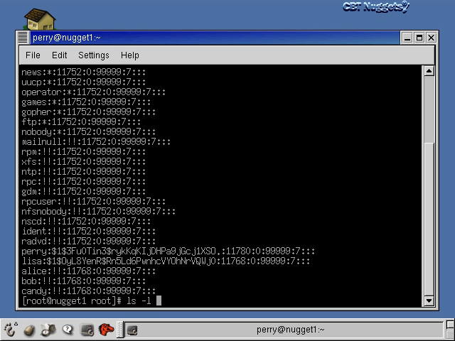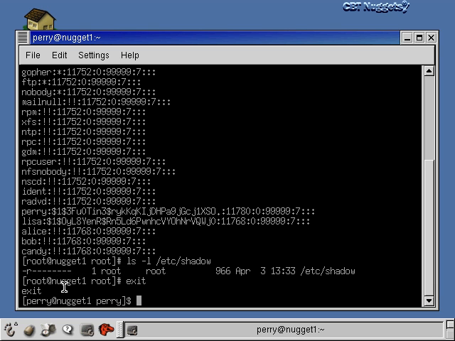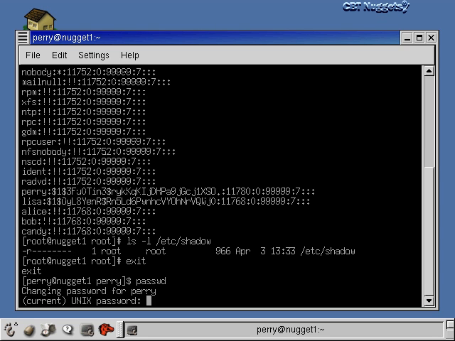Then what I want to do is look at the permissions on the etc shadow file. Okay? So here, when we look at these permissions, you can see that it's readable by root and has no permissions for anybody else on the system. Okay? Now I want to quit being the root user. I'm going to exit out, and now you can see I'm back being the Perry user. Now what I want to do is change my password as the Perry user with the password command.